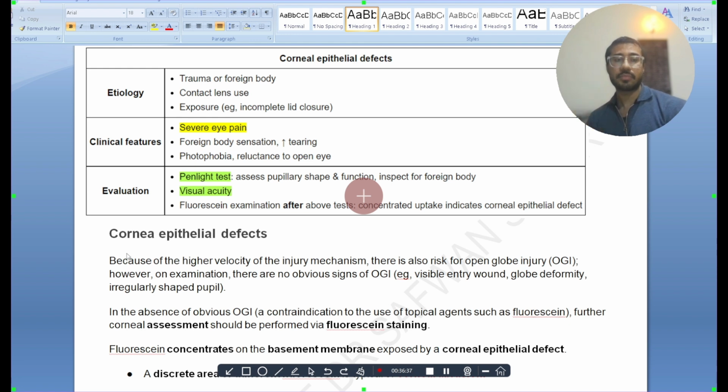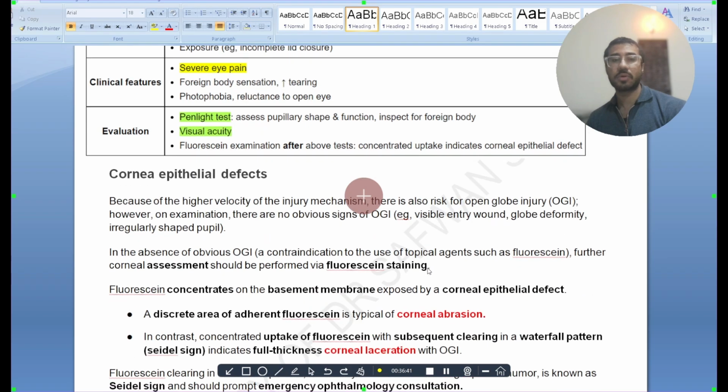Because of the higher velocity of the injury mechanism, there is also a risk for open globe injury. However, there are no obvious signs of OGI: no visible entry wound, globe deformity, or irregular shaped pupil. In the absence of obvious open globe injury, what are you going to do? You're going to make sure it's not an open globe injury, so you're going to resort to fluorescein examination and slit lamp. If that's clear, then you can rest assured that it's not an OGI.